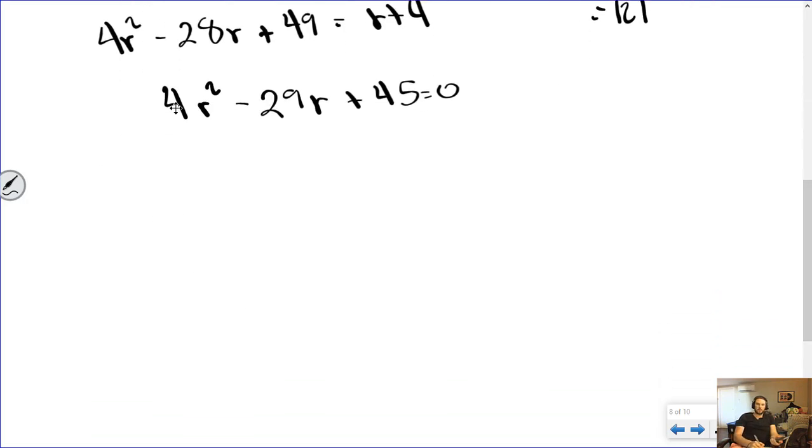So if I wanted to factor it, we would do slide and divide. So take the 4 and multiply it by 45. So r squared minus 29r plus 180 is equal to 0. And now we're looking for two numbers that add to give me negative 29 and multiply to give me 180. So we'd have to go through some kind of process to figure out what those numbers are.